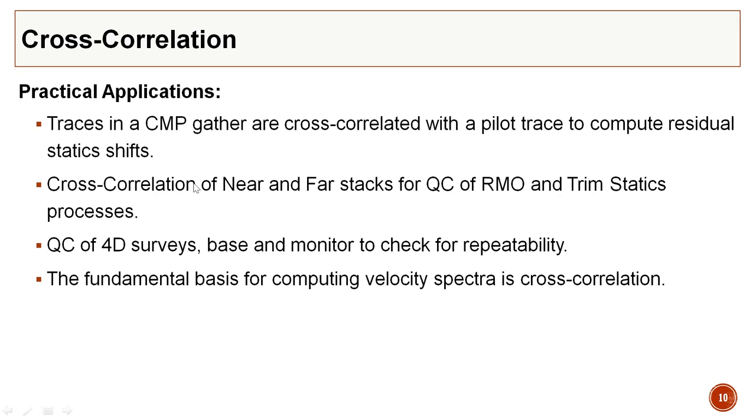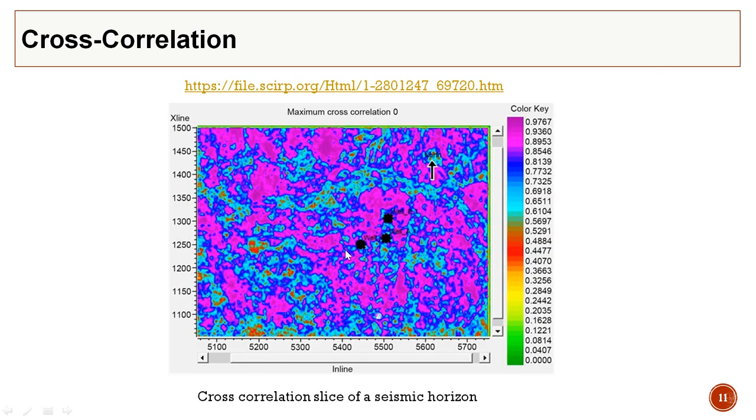Another application of cross correlation is during residual move out analysis, RMO, and trim statics. We use it to QC the near and the far stacks, to see how well correlated they are. Another example of cross correlation application is in the QC of 4D surveys. During the processing, we check the repeatability of the base and the monitor surveys. I have an example on the next slide.